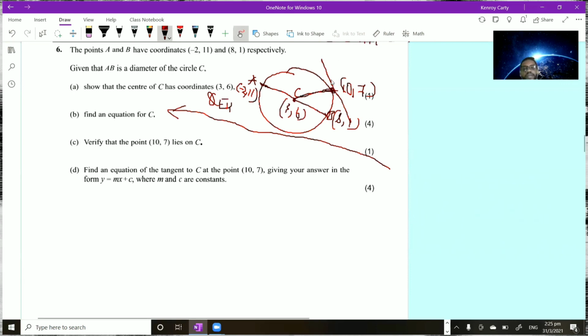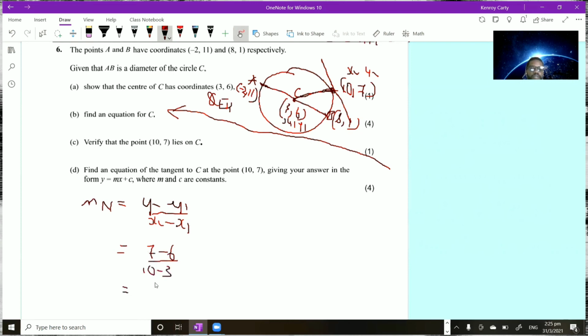Now, why do we need a normal? The tangent only passes through 1 point. 1 point can't find the equation of a line. So I'm going to have to find the gradient, and it's all about the gradient. I'm going to have to find the gradient of a normal, y2 minus y1 over x2 minus x1. Let me call this x2, y2. Let me call the center x1, y1. So I'm going to have 7 minus 6 all over 10 minus 3, which is 1 over 10 minus 3 is 7.